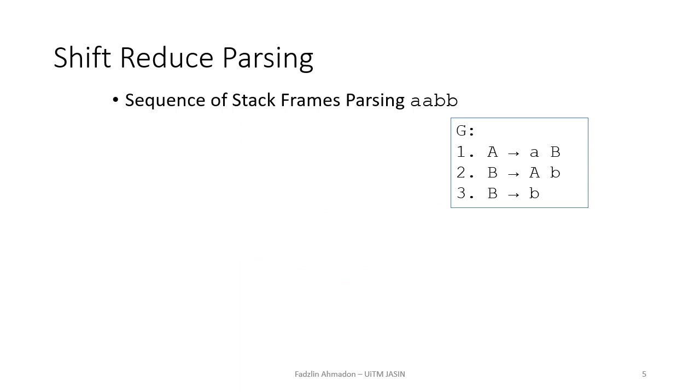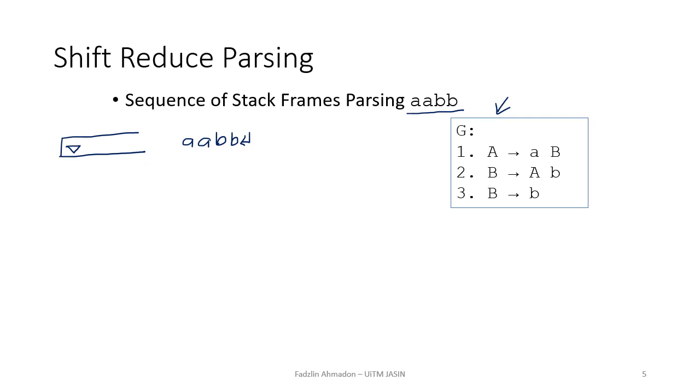Let's take a look at how we can parse this input AABB using Shift Reduce parsing based on this grammar. First, we start with an empty stack. Different from top-down parsing, the stack for Shift Reduce parsing is horizontal. So we start with an empty stack and our input is A, A, B, B and marker. The first operation is always a shift operation because currently there is no symbol on top of our stack. Therefore, we cannot do a reduce operation.